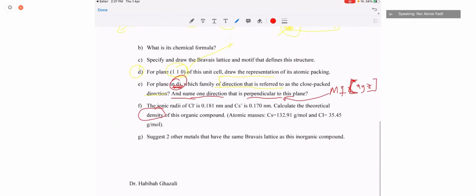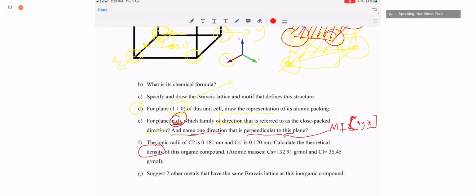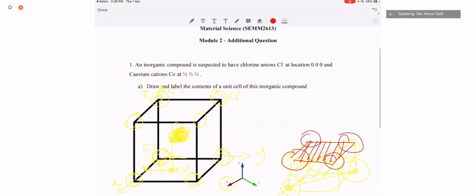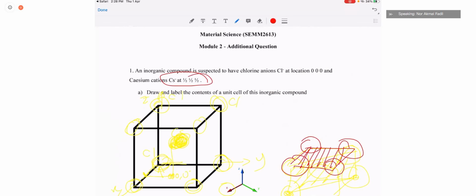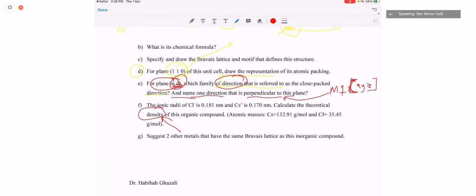For this question, it's okay, you can Google to help you to understand. But the thing is, you need to know about the planes. You need to know how to index the direction. You need to know how to determine the density, and if given a position based on the coordinate inside the unit cell, how to locate the atoms inside the unit cell, and that's it. Try to do this exercise, and if you don't understand, you can just text me.